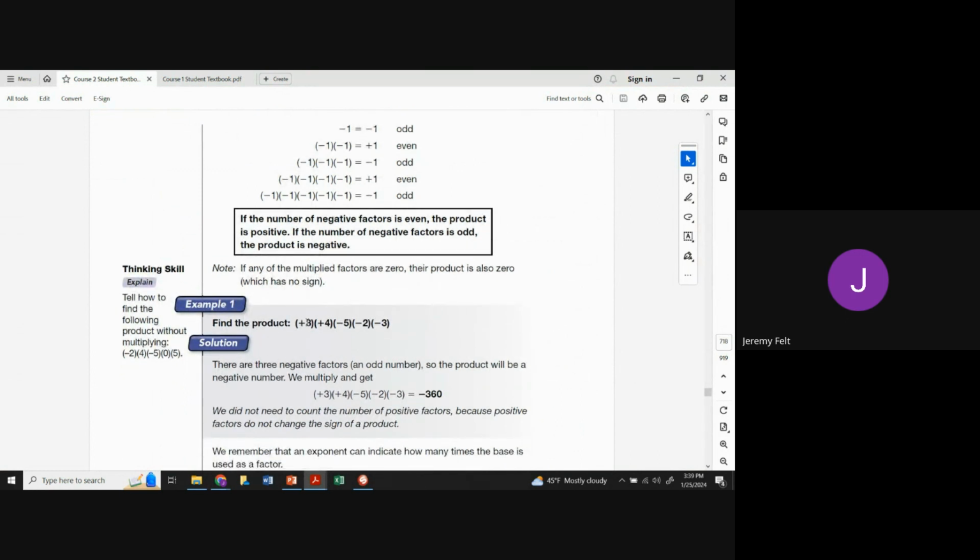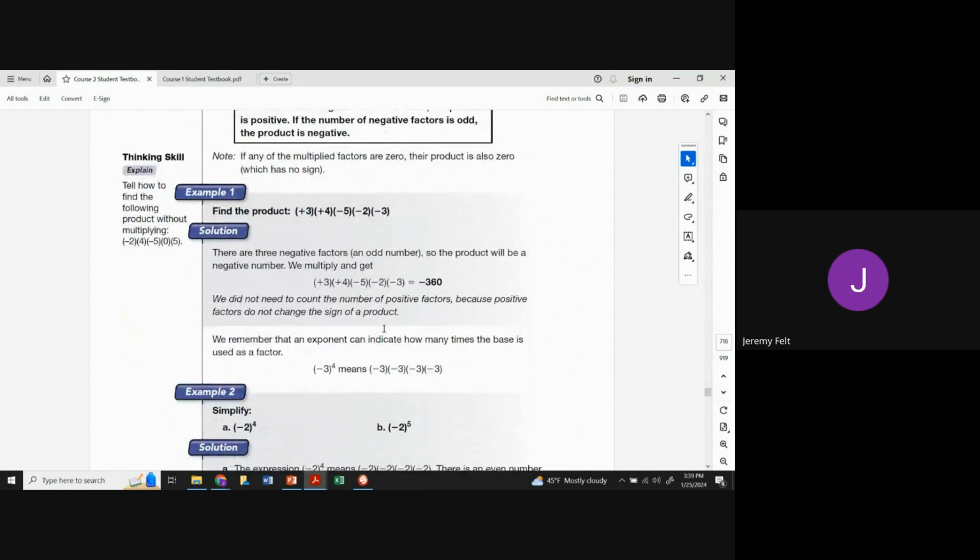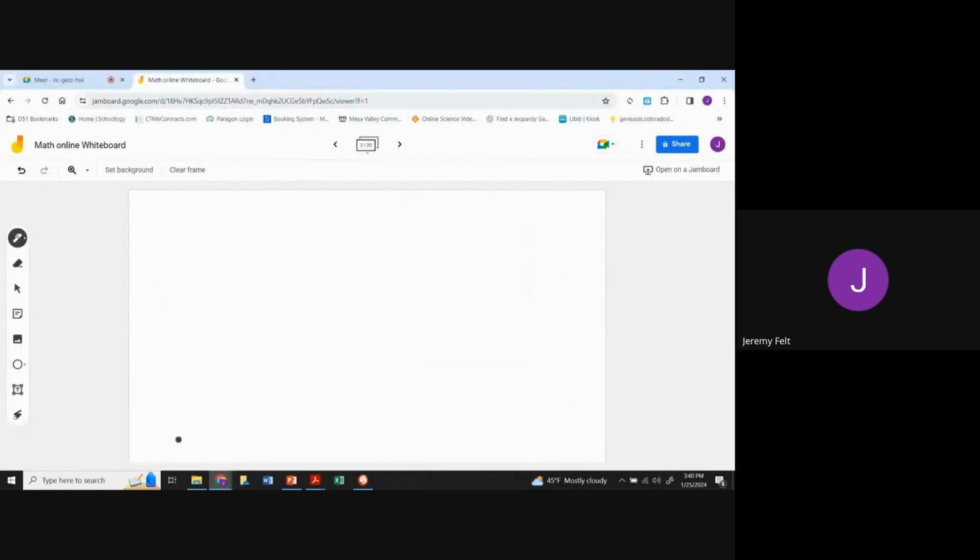So this one, again, 3 times 4 is 12, times negative 5 is negative 60, times negative 2 is negative 120, times negative 3 is negative 360. Okay, we can apply this to exponents. So be careful showing your calculator, because you may say, oh, I put it in and it gave me a negative number. How did that work? I'll show you in just a second.